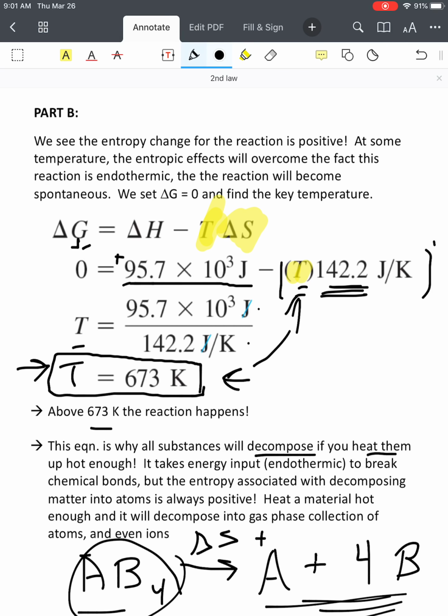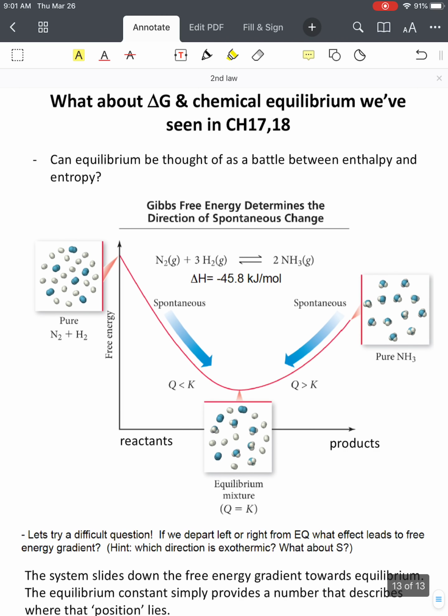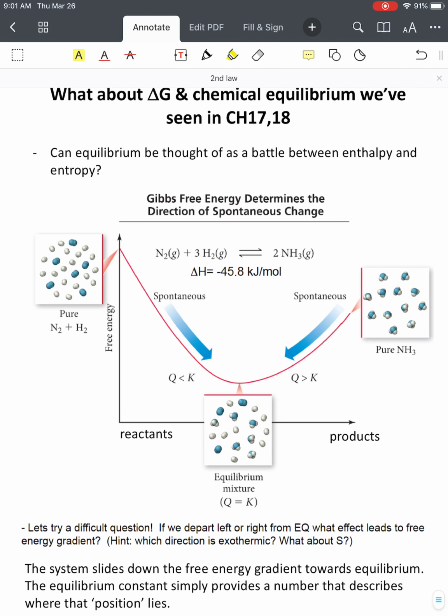Right, so all substances, if you heat them enough, will eventually break down into their elements, okay? All right, so another interesting example. All right, so we come to the last slide here for this particular lecture.